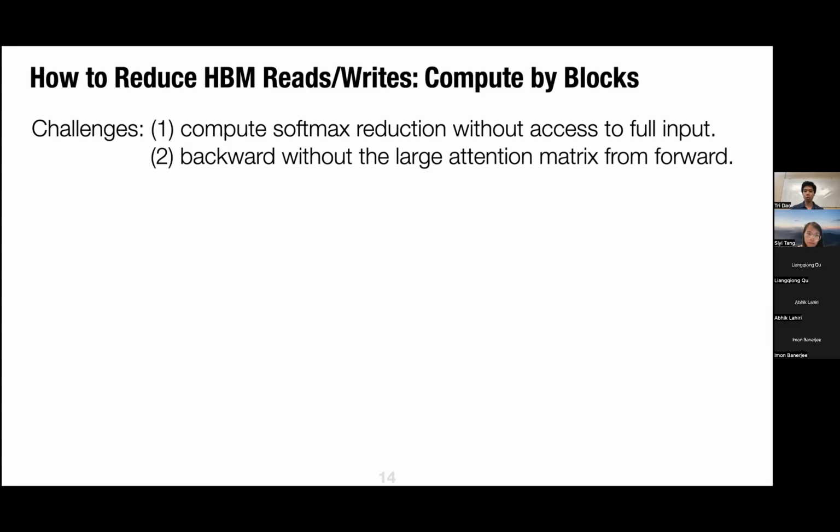And challenge number two is that when you train models, you usually need these intermediate values so that in the backward pass, you can compute gradients. So if we want to save memory or reduce reads and writes, and we don't save these large attention matrices, how do we compute the backward pass?